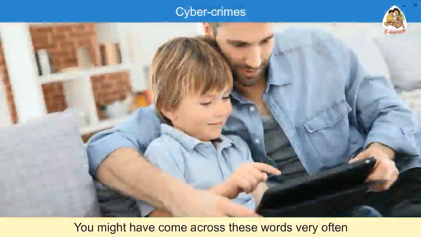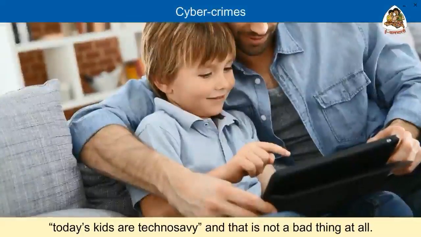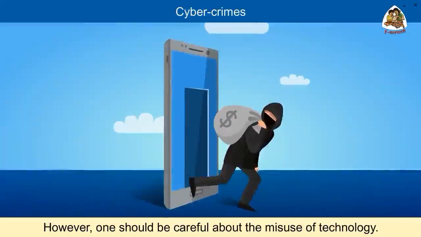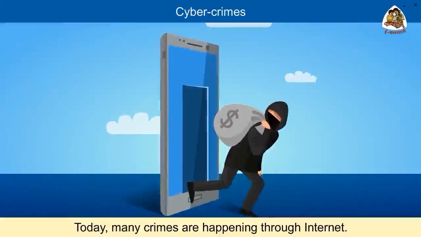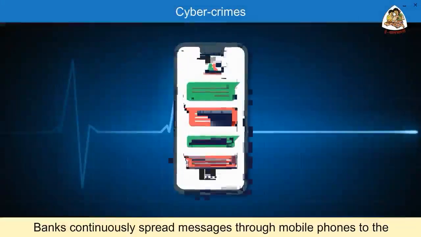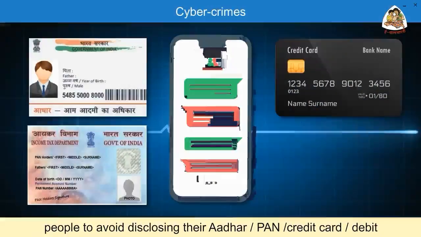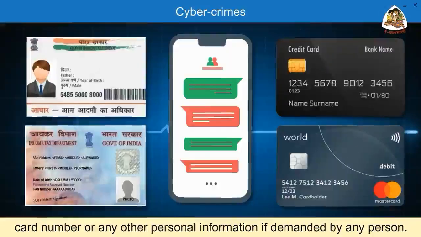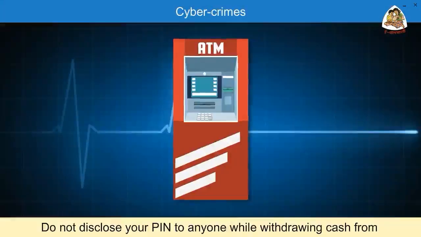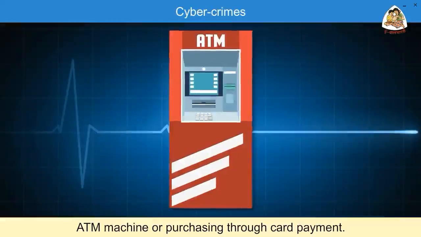Cybercrimes. You might have come across these words very often. Today's kids are techno-savvy, and that is not a bad thing at all. However, one should be careful about the misuse of technology. Today, many crimes are happening through internet. Banks continuously spread messages through mobile phones to the people to avoid disclosing their Aadhaar, PAN, credit card, debit card number, or any other personal information if demanded by any person. Do not disclose your PIN to anyone while withdrawing cash from ATM machine or purchasing through card payment.